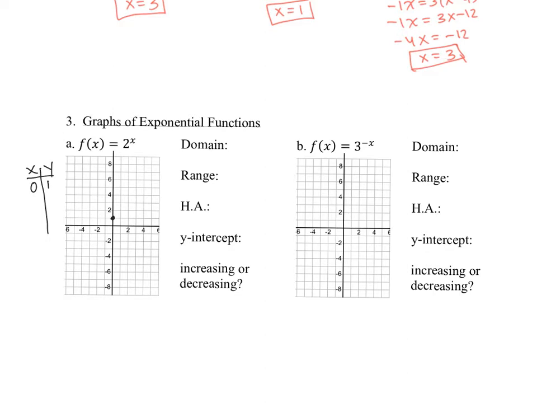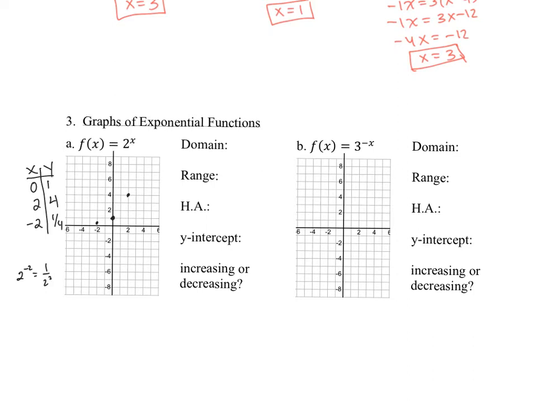How about, let's plug in 2. 2 to the second power is 4. Let's plug in negative 2. 2 to the negative 2 is 1 over 2 squared, so that's going to be 1/4. So negative 2 is going to go down to 1/4.